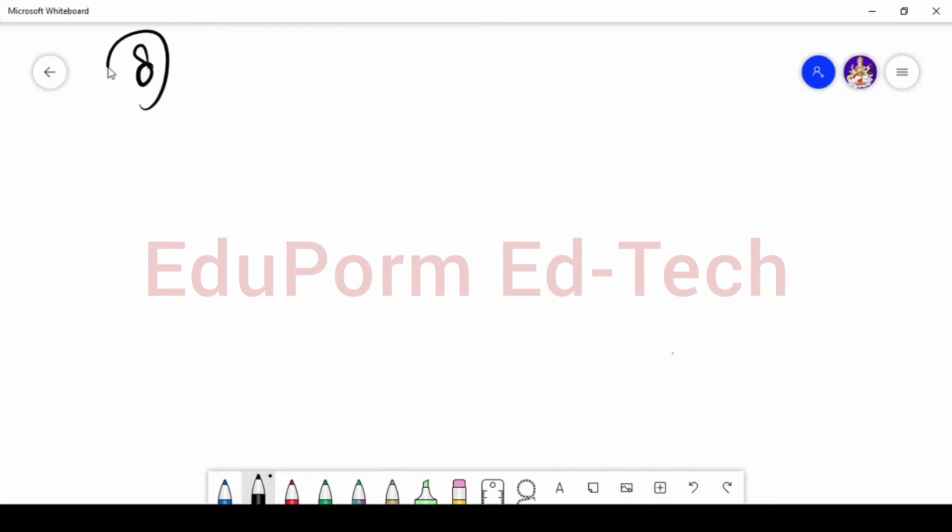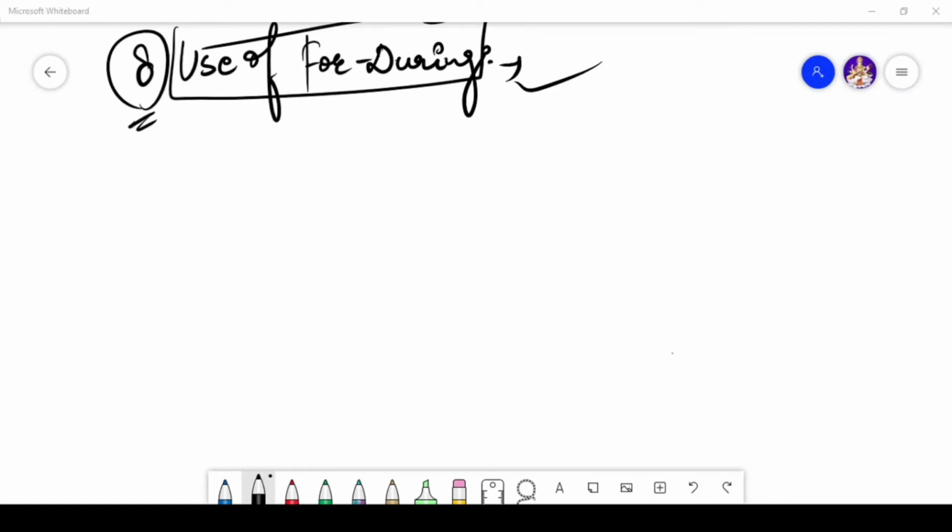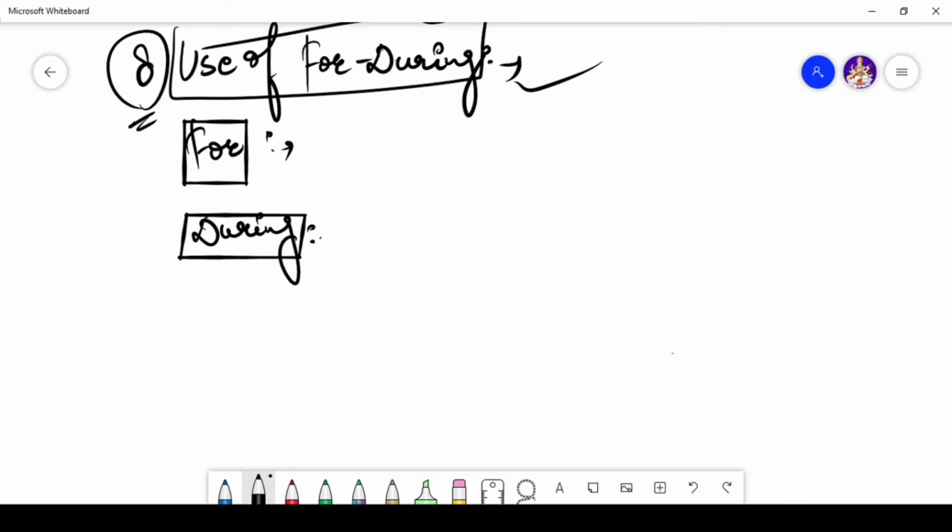Okay, let's see the eighth use. That is the use of for or during. Okay, let's talk about use of for or during. So when is for used and when is during used? Okay, let's learn about both of them.